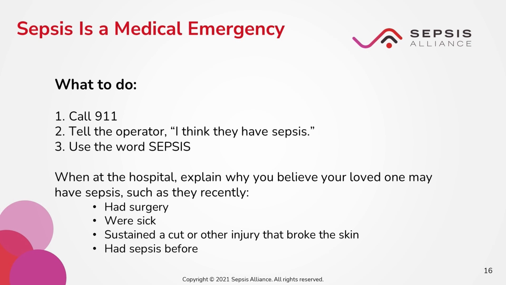Now, when you get to the hospital, either if you went through 911 or you transported the ill person to the emergency room yourself, you have to, again, use the word sepsis, and you have to explain why you believe that person may have sepsis. Again, did they recently have surgery? Had they been sick? Had they had a cut or some sort of injury that broke their skin? And had they had sepsis before? You need to really convey that information to the intake people and repeat it, because some people find this very annoying in the emergency room. We ask the same questions again and again and again, but there's a reason for that.